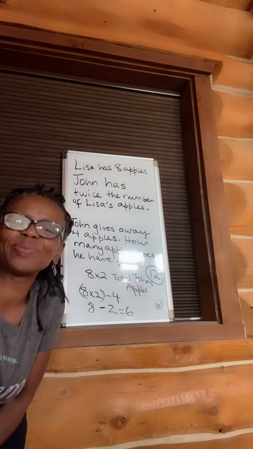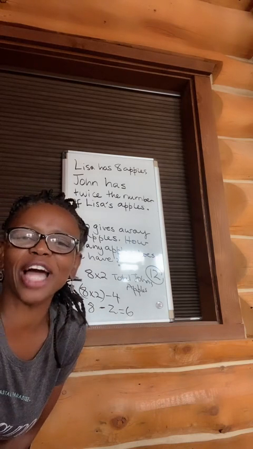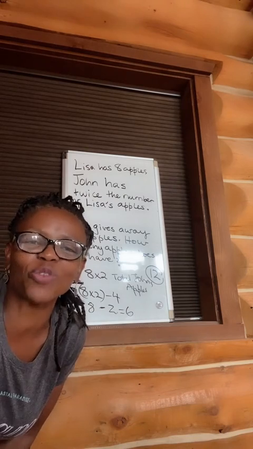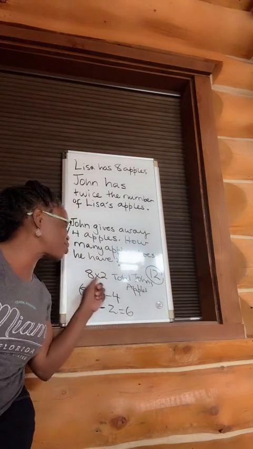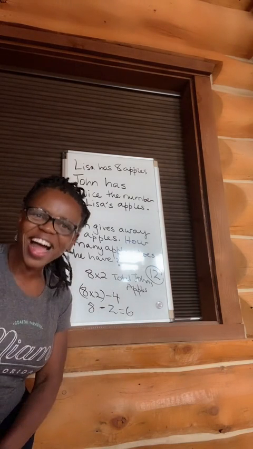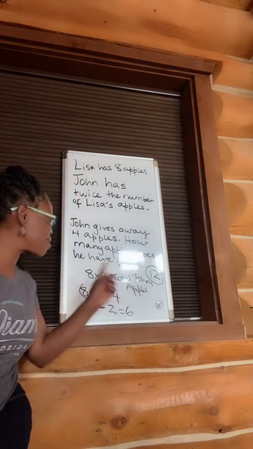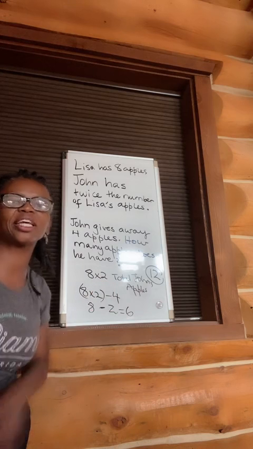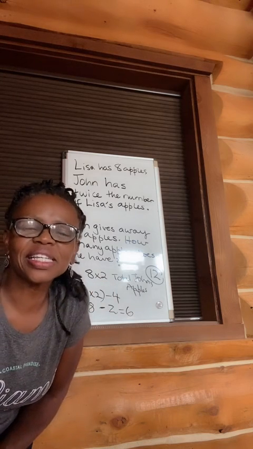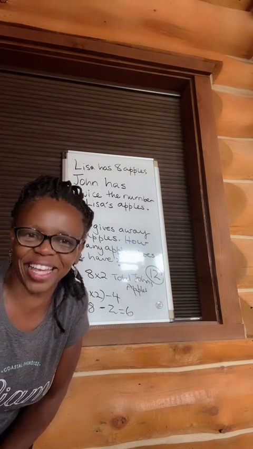Be my teacher. You have to figure out how much John has first. Yes, it's over here. Okay, 8 times 2. Yeah, great directions. How much does John have first? 8 times 2, okay, 16. John has 16 apples, okay.